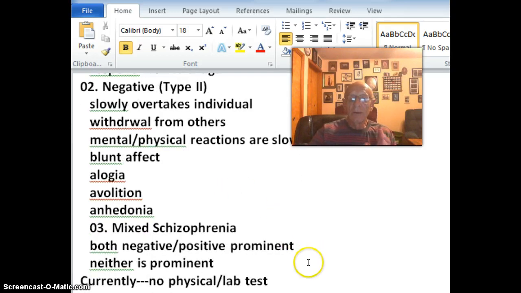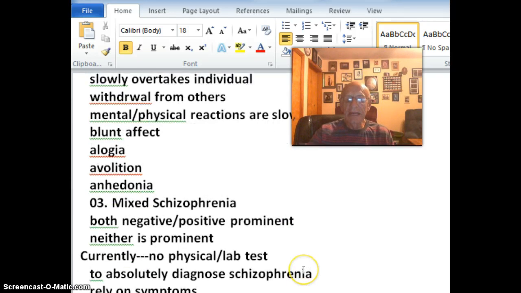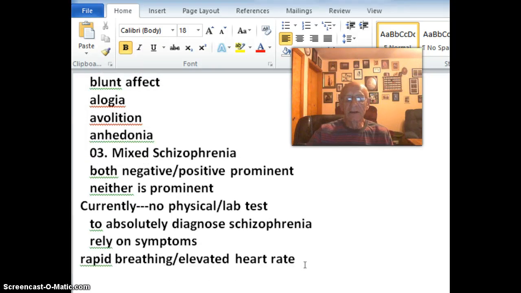Now, we have positive, negative, and mixed. Mixed is both negative and positive, where neither is really prominent, but they are associated together. Currently, there's no lab tests, nor any physical tests that can absolutely diagnose schizophrenia. Psychiatrists rely on symptoms.